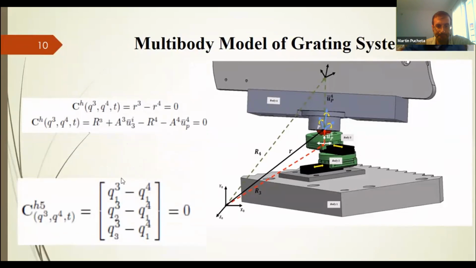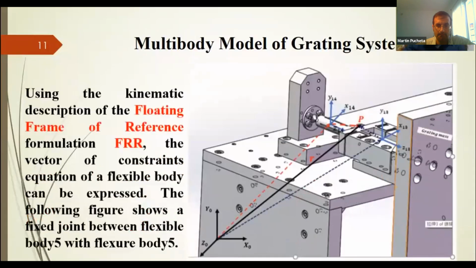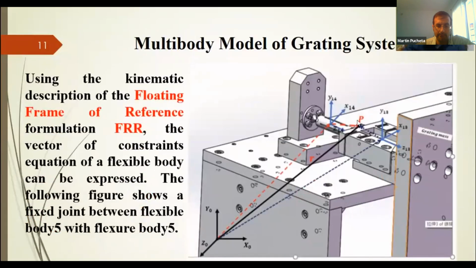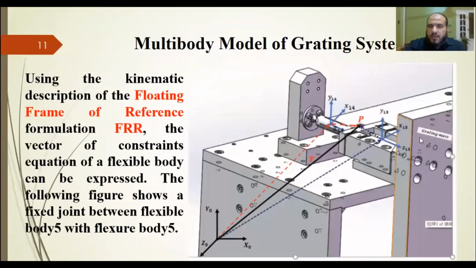As we can see, we have 3 constraint equations because the spherical joint constrains the motion in 3 directions, XYZ, but it allows the joint to rotate about 3 axes. The floating frame of reference formulation can be used to derive the constraint equation for the connection between the flexible body and the grating mass, similar to a rigid body.